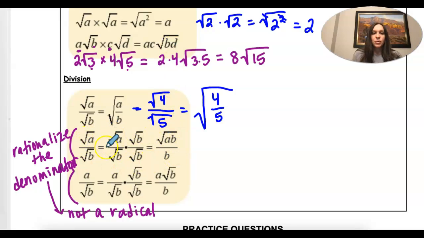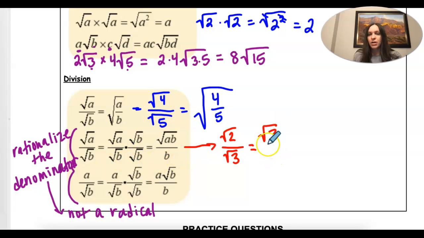So let's take this first one. I have the square root of some number over the square root of another number. And I'm going to multiply the numerator and the denominator by whatever's on the bottom. So I'm just going to recopy this. I have the square root of 2 over the square root of 3. And then I'm going to multiply by the denominator, square root of 3 over the square root of 3. So what that does is I'm multiplying by 1, just in a weird way.